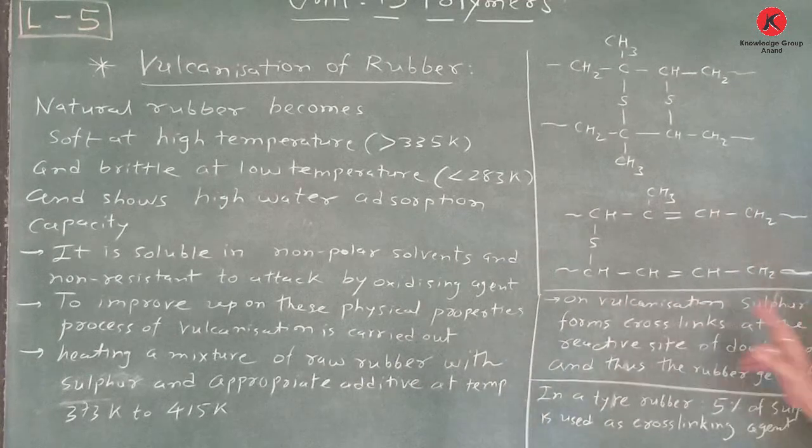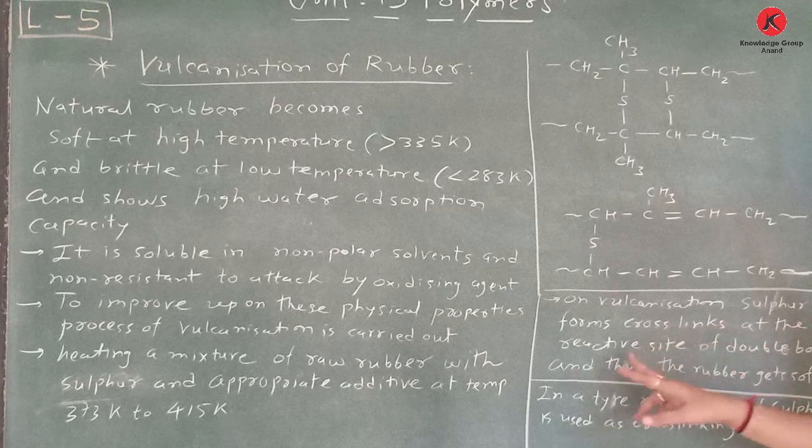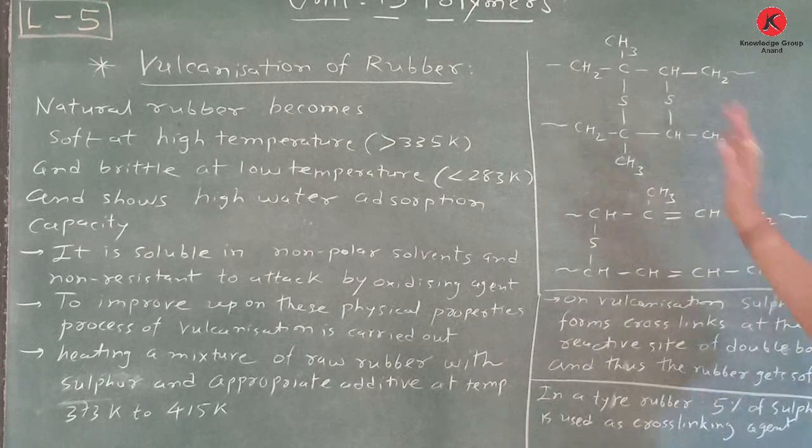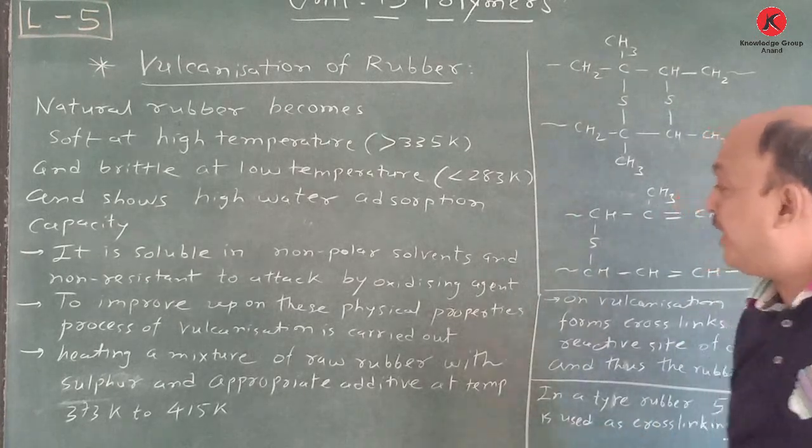On vulcanization, sulfur forms cross-links at the reactive sites. At reactive sites means what? Double bonds. Reactive sites are double bonds, and thus the rubber gets hardened. In a tire rubber, 5% of sulfur is used as a cross-linking agent. So this is all about vulcanization of rubber.